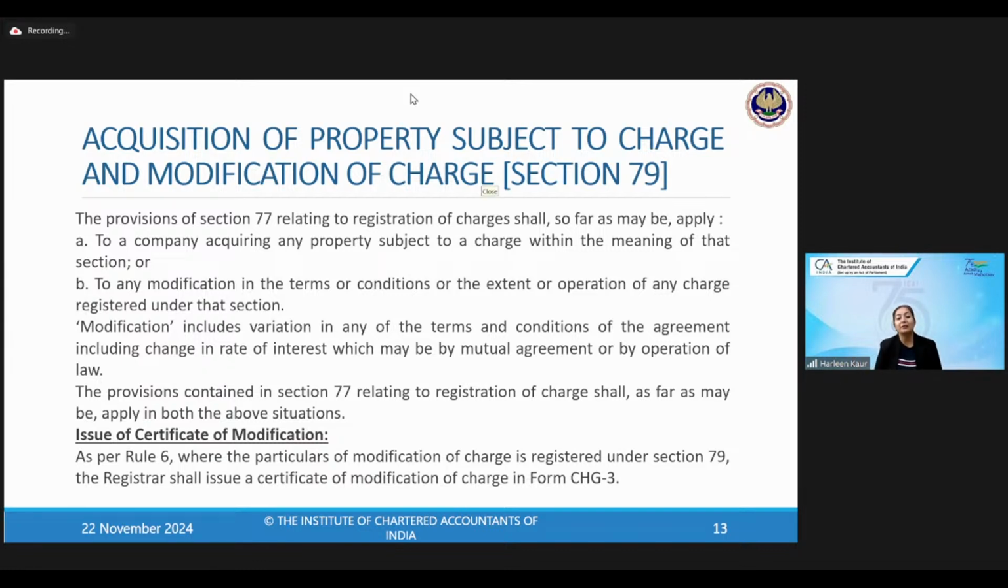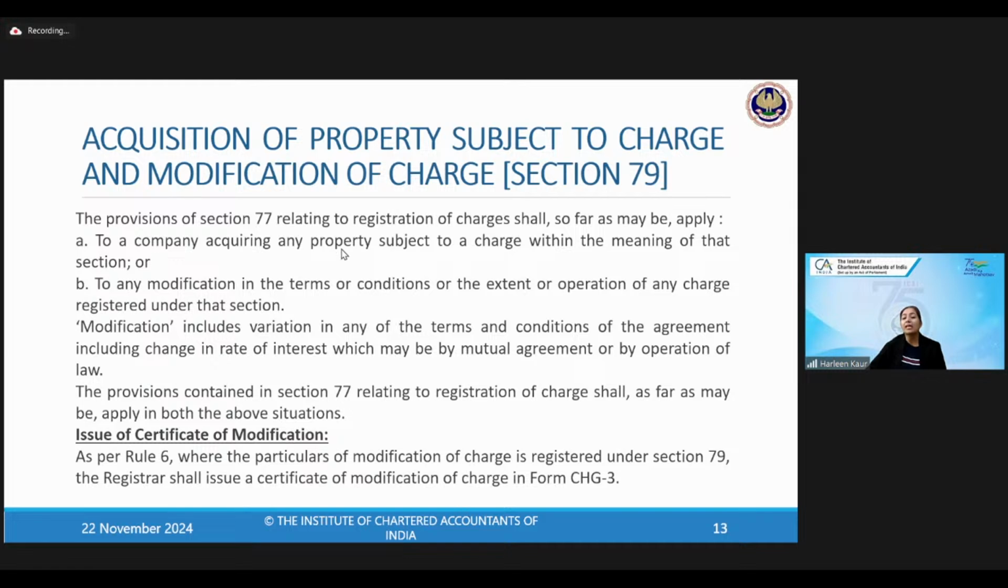What was section 78? If a charge is not registered by the company, the charge holder can make an application. Registration done by the charge holder. Very good, excellent. So now 79 tells you that provisions of 77 relating to registration of charges shall apply to a company acquiring any property subject to a charge within the meaning of that section. Means you can use that property subject to the charge.